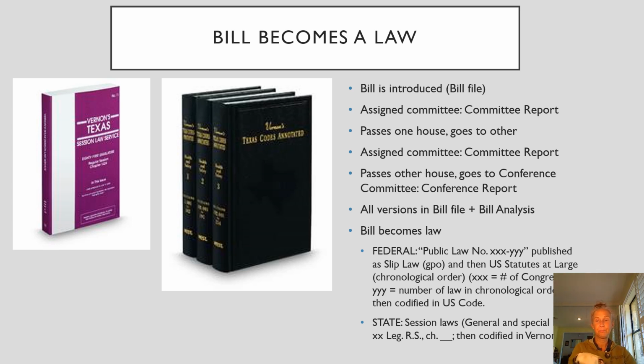In federal, the first version that is published of the law is called Public Law Number XXX-YYY, and that's published as a slip law by the Government Publishing Office, and then it goes into U.S. Statutes at Large. So a slip law is basically like a slip of paper, that's why, and it's just a little pamphlet. That's how it's first published. And then it gets published in the U.S. Statutes at Large in chronological order.